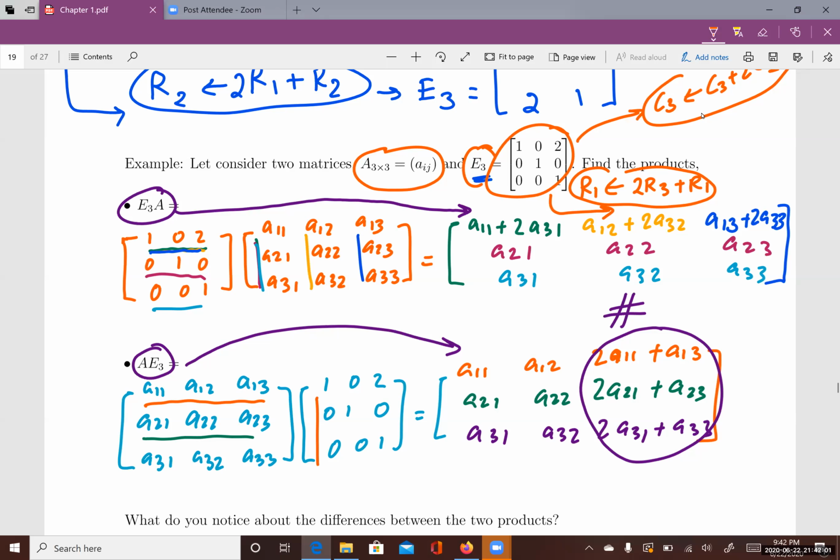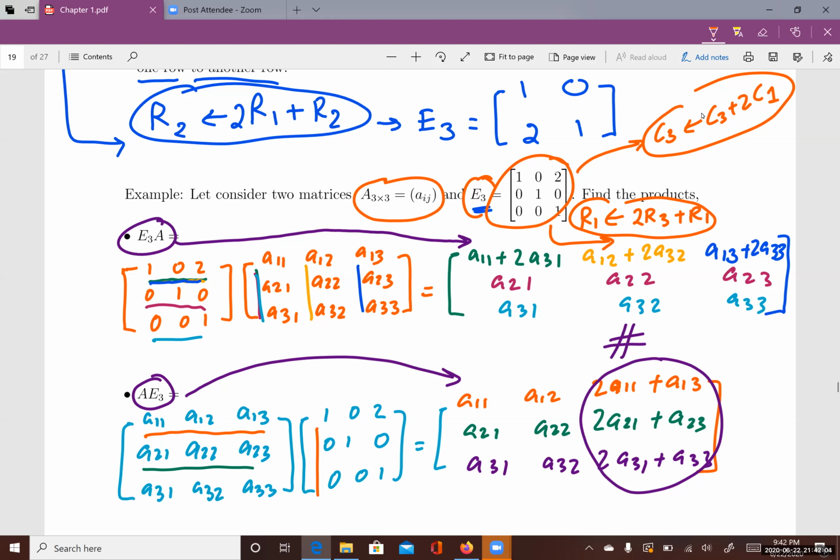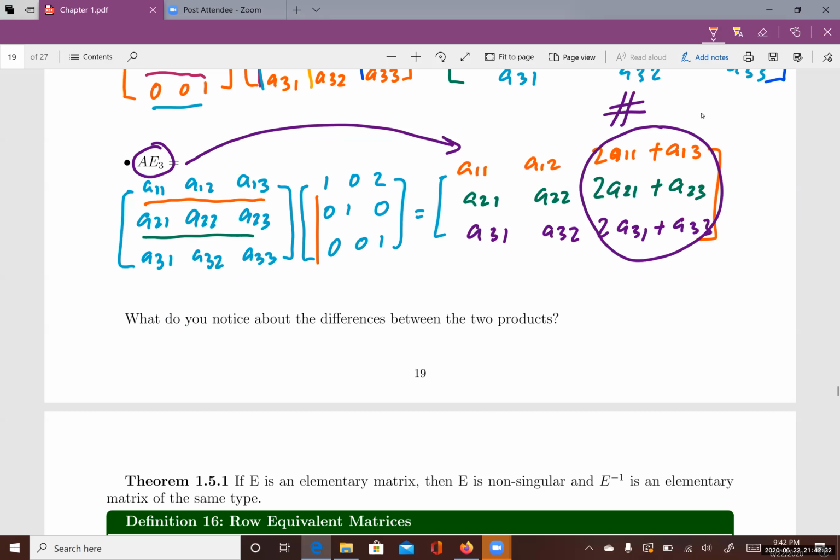So this is the difference when you multiply a matrix to an elementary matrix. If you multiply an elementary matrix on the left of a matrix, that's when you change the rows of the original matrix. But if you multiply an elementary matrix to the right of the original matrix, that is when you're changing the columns of the original matrix. Keep in mind.